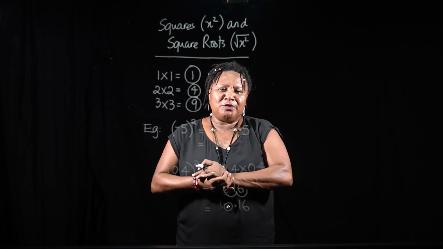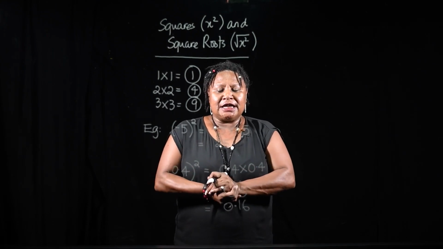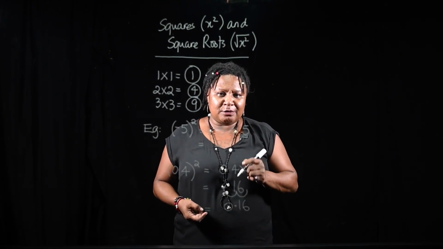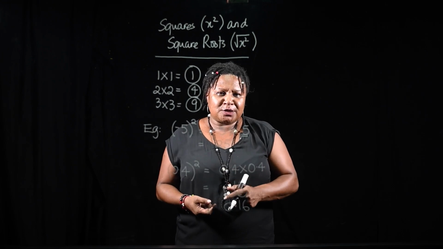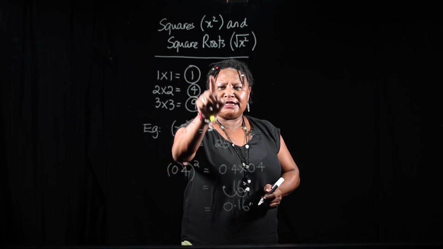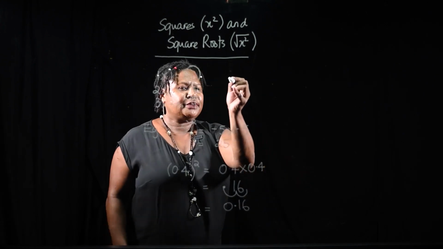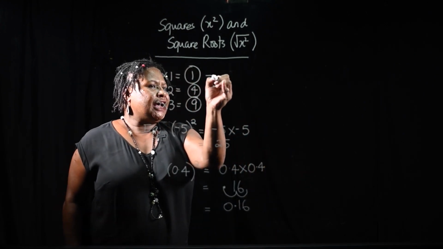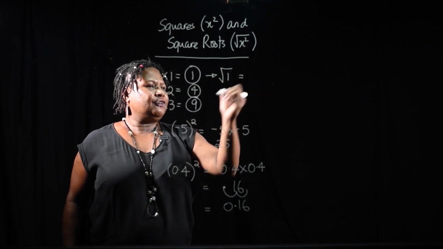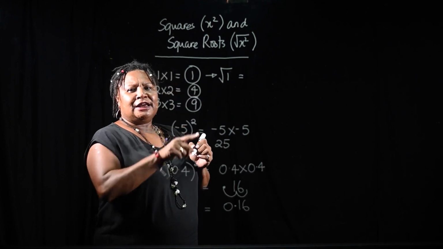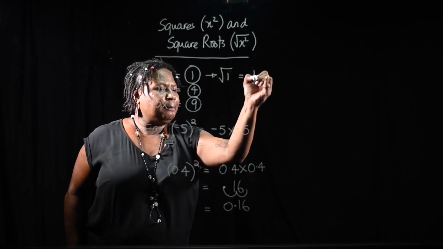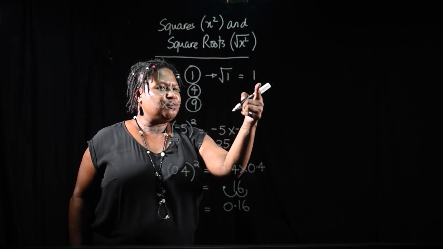On the other hand, when you take the square root, a square root is finding the number that was multiplied by itself to give you a square number. For instance, let's look at the first 3 examples we have on the board. If we are asked to find the root of 1, you go back here. 1 times 1 is 1, so that is the answer. The square root of 1 is 1.